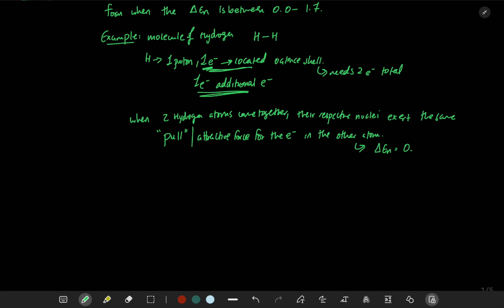They both have the same electronegativity, so the difference between the electronegativities is 0, which means that because they have the same electronegativity, they will both exert the same level of force on the opposing atom's electron, right? So at the end, a covalent bond will form, right?